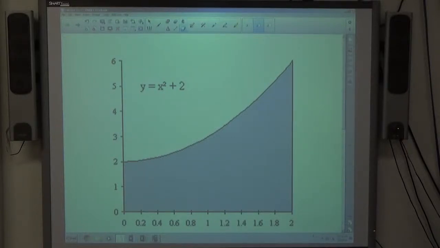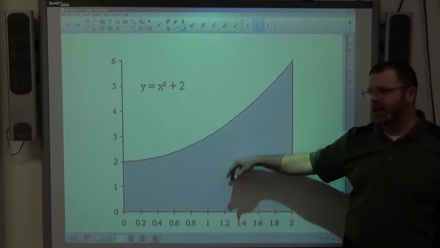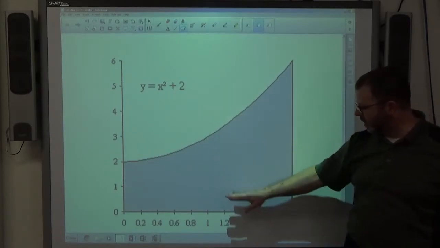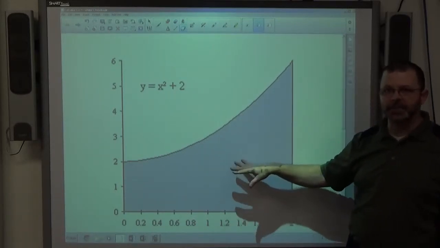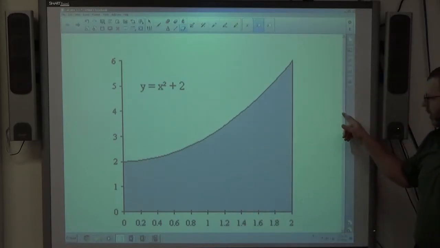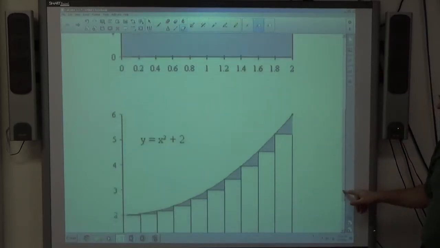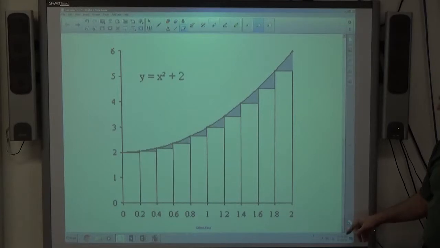So looking at the handout I gave you, it is this graph, y equals x squared plus 2, that yellow sheet shows you. And this is the actual graph with the area underneath the graph until the x-axis highlighted. And what you have on your sheet is a picture of what's called a lower sum.